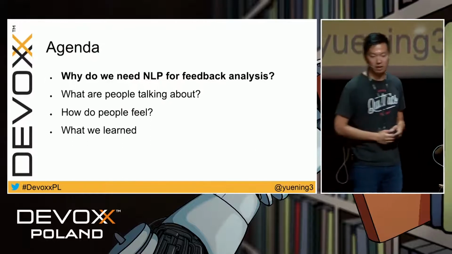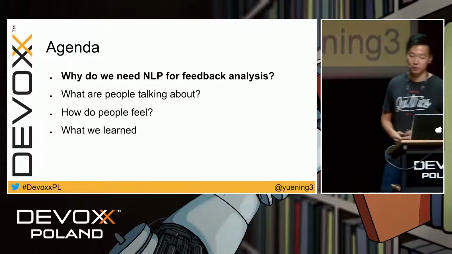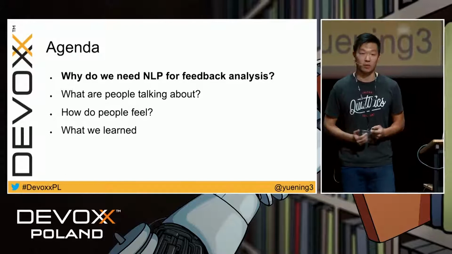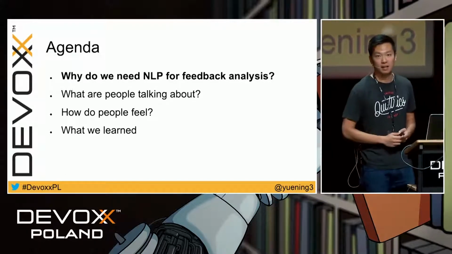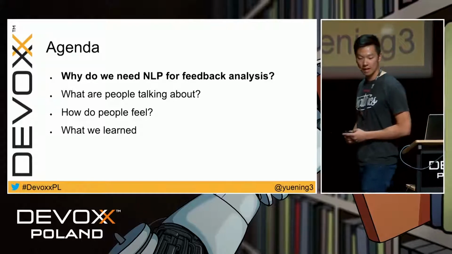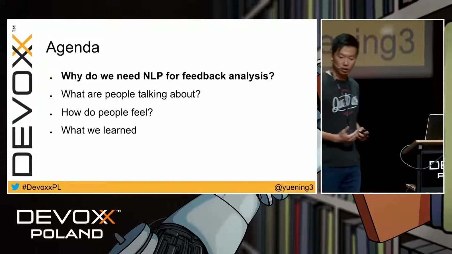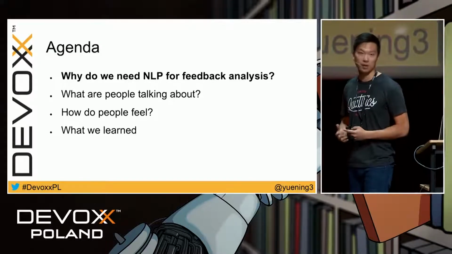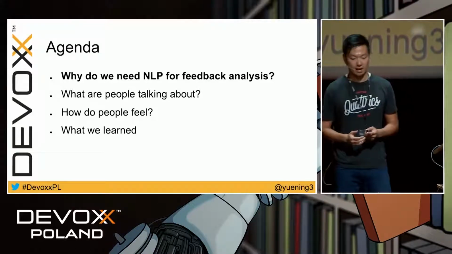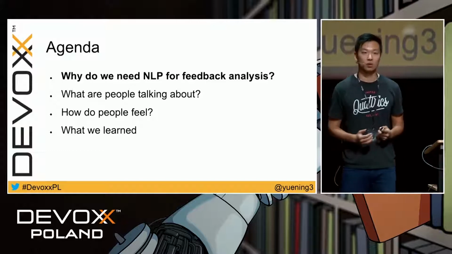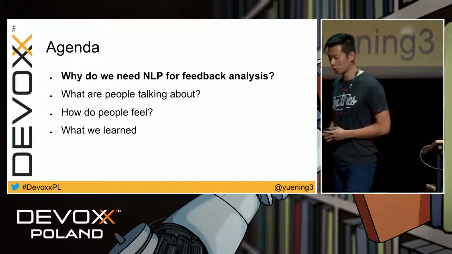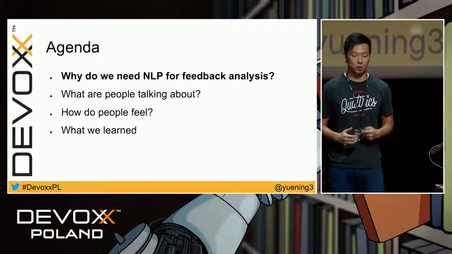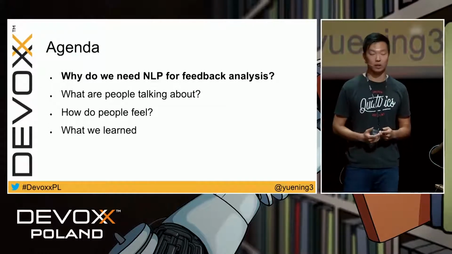And so the agenda for today, before we go into the models, let's first talk about some of the background. Why do we need NLP for feedback analysis? Right? There are other ways to do that, and that's not the only way. And after that, we'll talk about how we can solve two of the major problems for feedback analysis. So the first one is, what are people talking about in the feedback? And after that, for the things people are talking about, how do they feel about them? And we will look at the neural network models and see how we can leverage them to solve these two problems. And we will summarize and talk about what we learned from this approach.